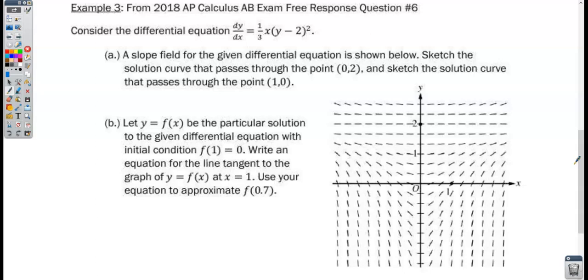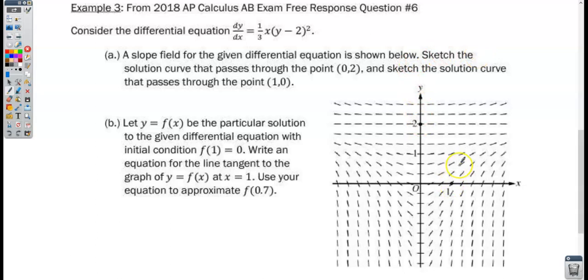Consider the differential equation dy dx equals 1/3 x times the quantity y minus 2 quantity squared. First things first, we're given a slope field this time. We don't have to sketch the slope field. We're given a slope field, and we want to sketch the solution curve that passes through the point 0,2. Notice they've indicated the point 0,2 on the slope field. And sketch the solution curve that passes through the point 1,0. Notice they've indicated the point 1,0 for us.